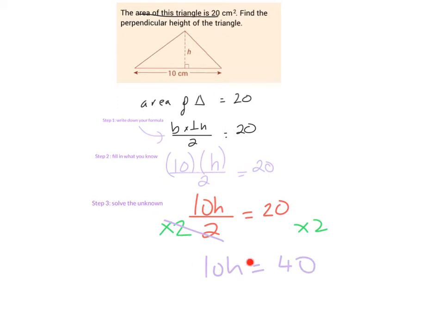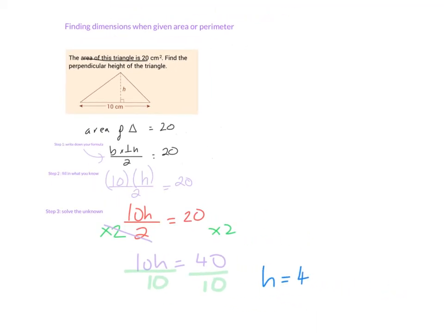And again, the h is stuck to the 10. That means multiplied. So the only way I can get rid of the 10 there is to divide by 10. But what I do to one side, I must do to the other. And then I should get from all of that h equals 4. So example 1, you're given the area of a triangle and you're looking for the height. So step 1, write down your formula. Step 2, fill in what you know. Step 3, solve for the unknown.